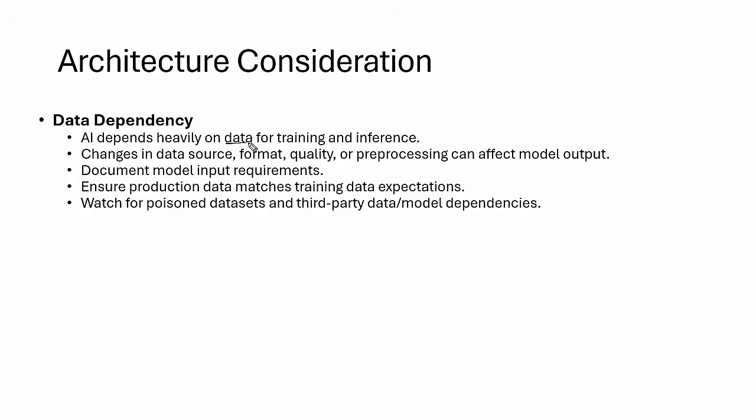So the most important part, if I'm building my AI system and I'm feeding it data, is the data source. Data source is very important. Format of data is very important. Quality is very important. Is it clear? We have to document the model inputs. We need to ensure the production data match the training data expectations. The biggest concern is when you feed data into the AI model, we need to feed the right data.